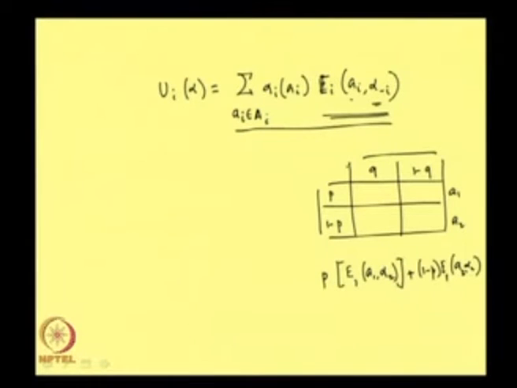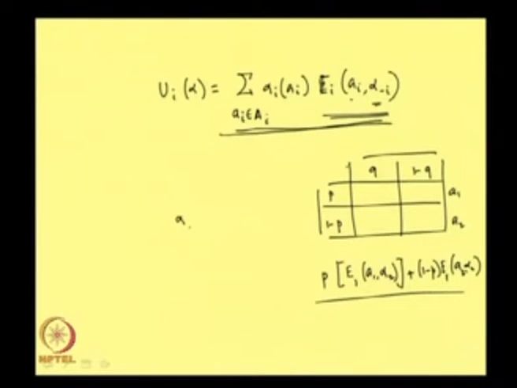This is something we have seen before. This is the payoff to player 1 if he plays the mixed strategy alpha 1 and the other player plays the mixed strategy alpha 2. So, this is P, the probability of playing A1, multiplied by the expected payoff from playing A1, plus 1 minus P multiplied by the expected payoff from playing A2. So, this is a general version of this.